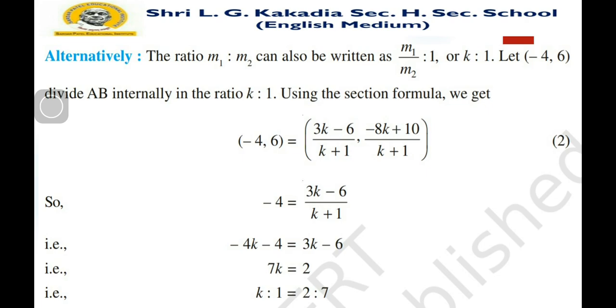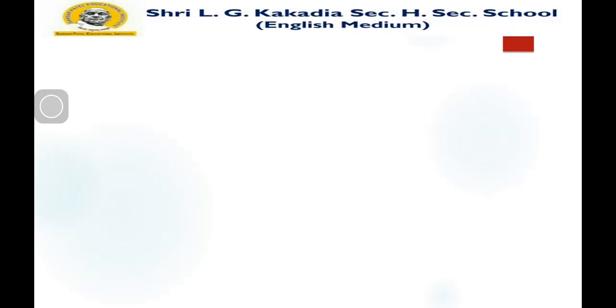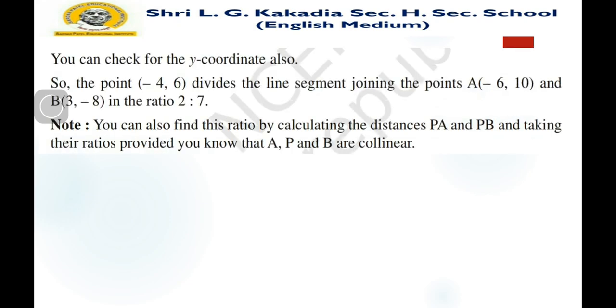So it divides AB internally in the ratio k is to 1, that is 2 is to 7. By this formula also we can find it. You can check for the y coordinates also. So the point minus 4 comma 6 divides the line segment joining the points A minus 6 comma 10 and B 3 comma minus 8 in the ratio 2 is to 7.